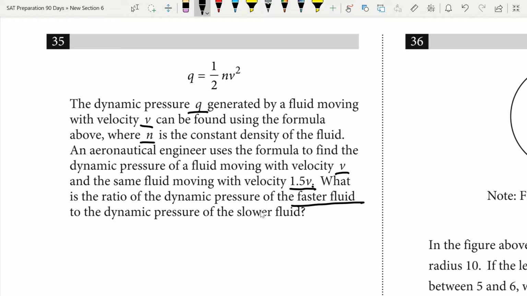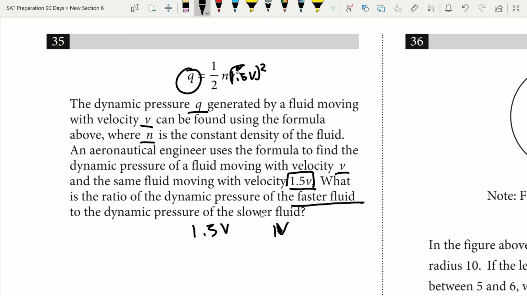Okay, the faster fluid is this 1.5 V. And we're asked for the ratio of the faster to the slower. So the faster is that 1.5 V, and keep in mind that this is Q of F, so the dynamic pressure of the faster to the dynamic pressure of the slower. So it's not actually just going to be F over S. But in this case, we have 1.5 V is going to be our faster moving fluid, and 1 V is going to be our slower moving fluid. So the dynamic pressure of our faster moving fluid, that's going to be half N times 1.5 V squared.